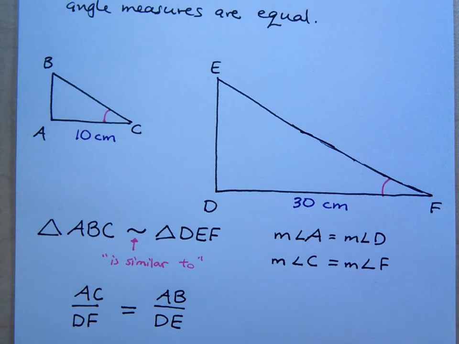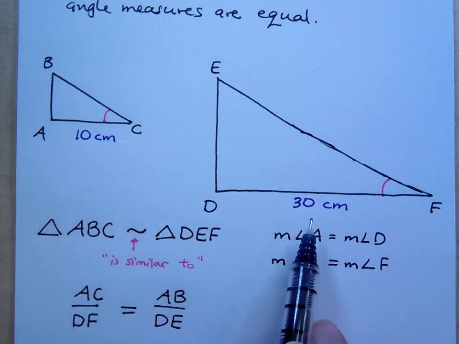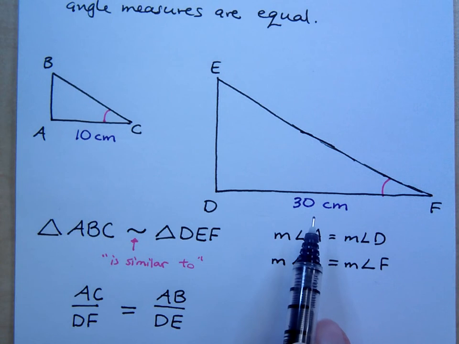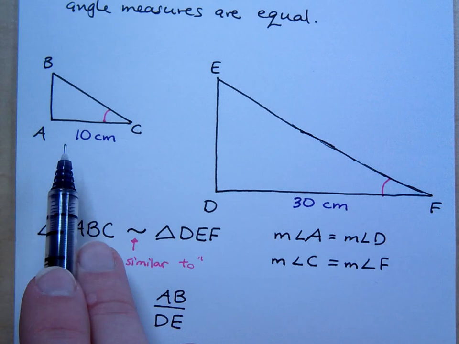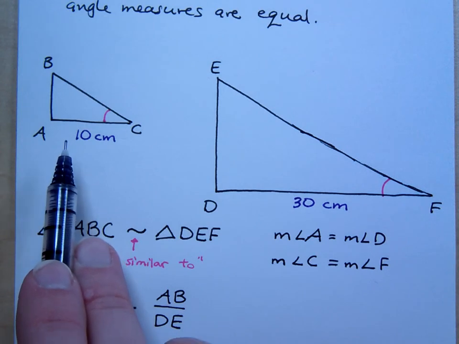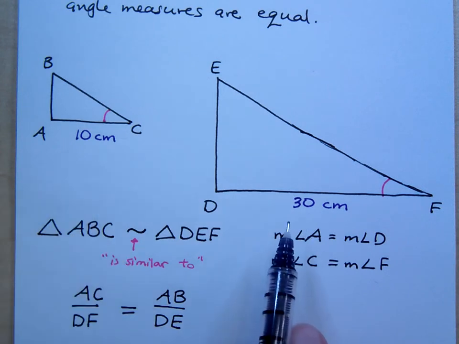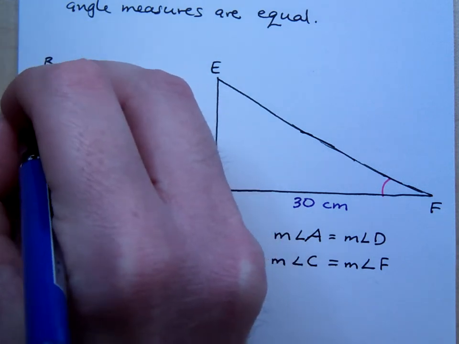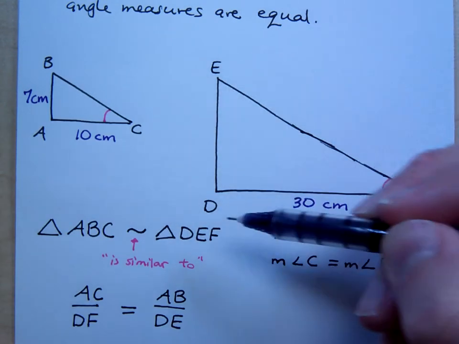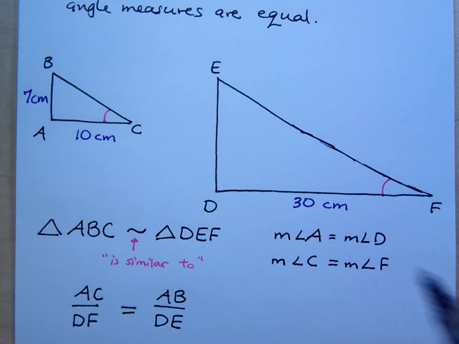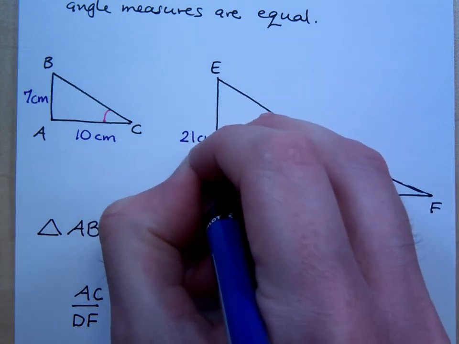Since the triangles are similar, that means that their side lengths are proportional. So from here to here, you see that it's increasing by a factor of what? When I say a factor, I'm talking about multiplication, right? So to go from 10 to 30 is by a factor of what? 3. So if I were to say this guy has a side length of 7 centimeters, what would the length of D to E be? 21, because it's still that same scale factor.